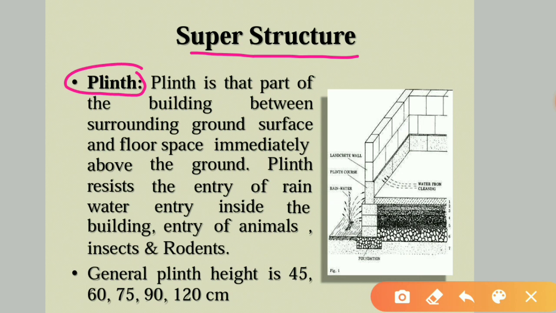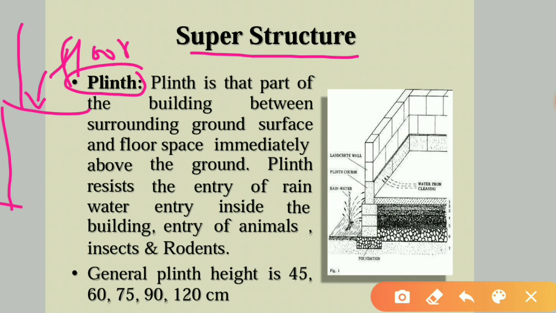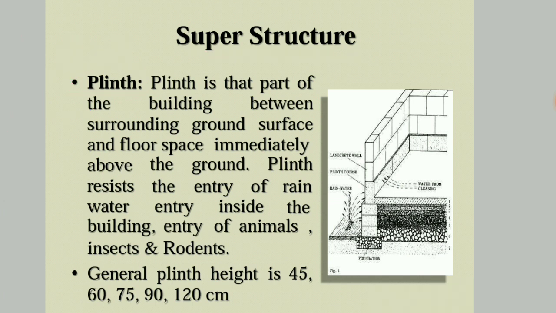Plinth is the part of the building between the surrounding ground surface and the floor space immediately above. So in between the floor level and the ground level, this may be the floor level, and this may be the ground level. In between this ground level and floor level, we will be having an intermediate one, that is what we call plinth level. So the plinth is the part of the building between surrounding ground surface and floor space immediately above the ground.